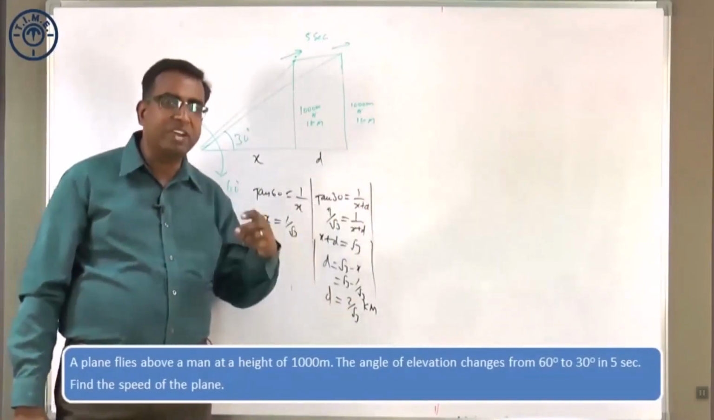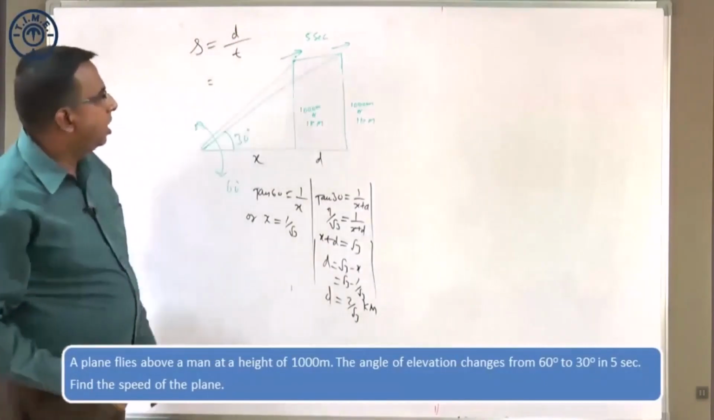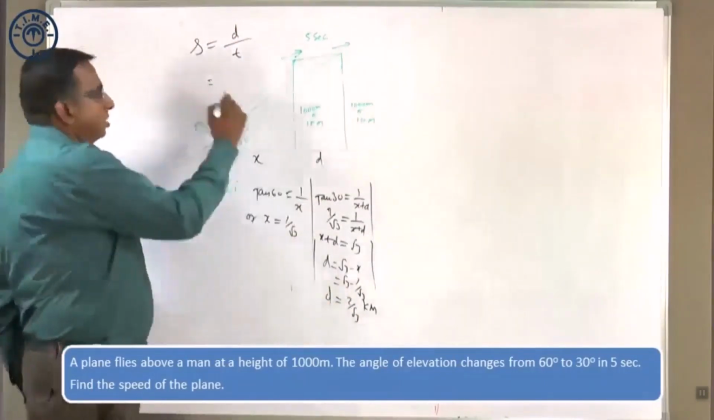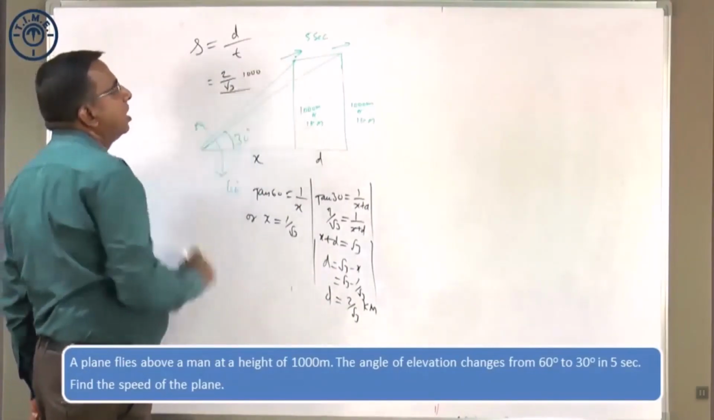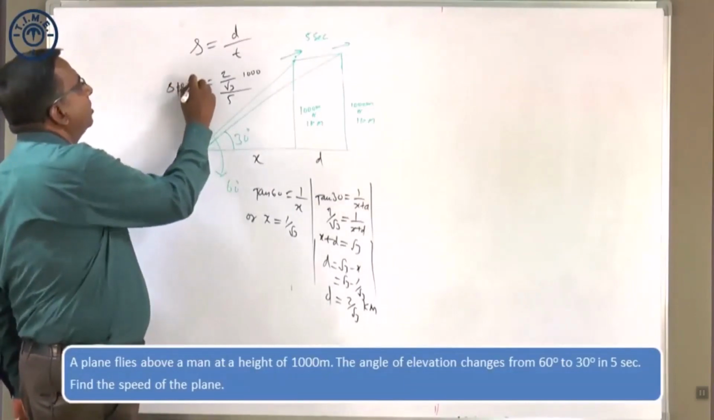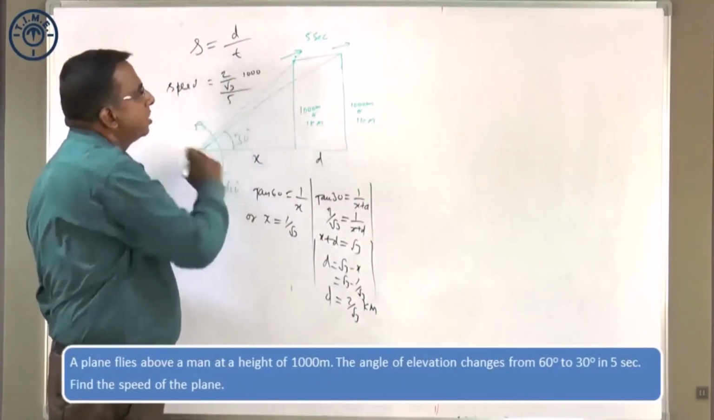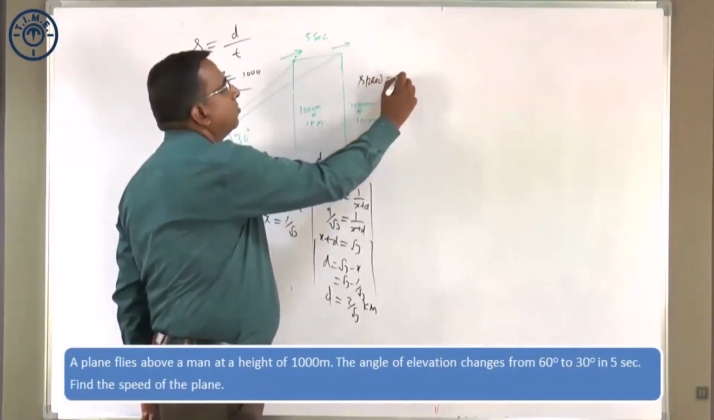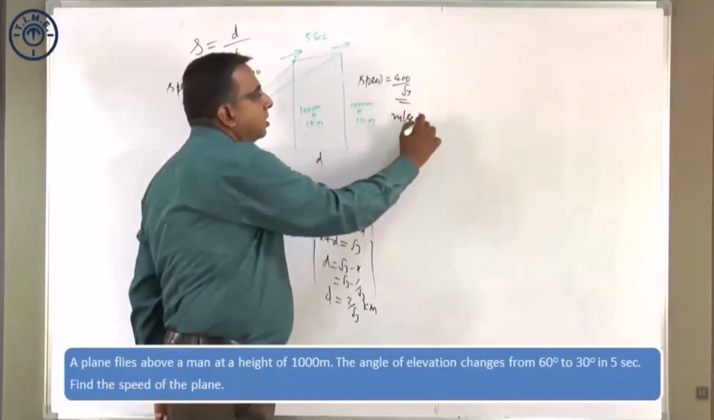What is the question? The question is, we have to find the speed of the plane. So what is the formula for speed? Speed is distance by time. Distance being in kilometers, we'll write it in terms of meters as 1000 meters. So 2 by root 3 kilometers is 2000 by root 3, divided by how many seconds it has taken? 5 seconds. So this should be the speed of the plane. 5 into 400 is 2000, so you get 400 by root 3. The speed will come as 400 by root 3. That should be the speed of the plane. Okay? Which unit? Meters per second.